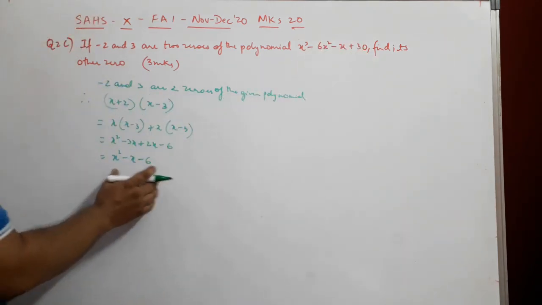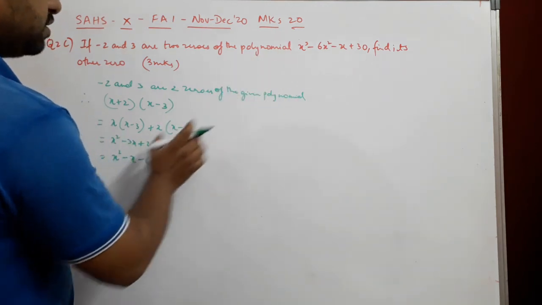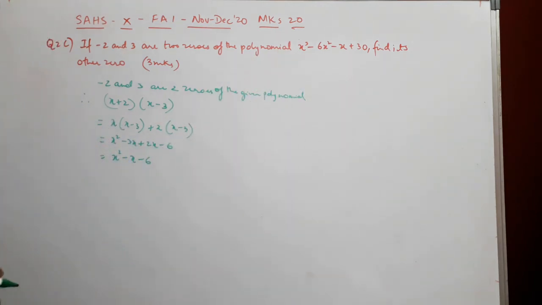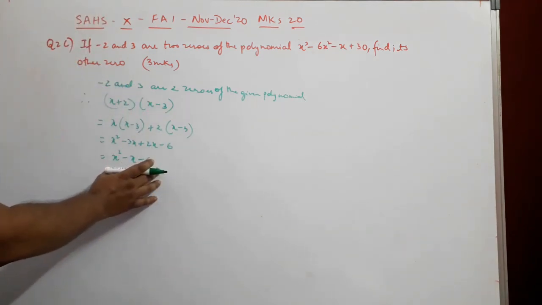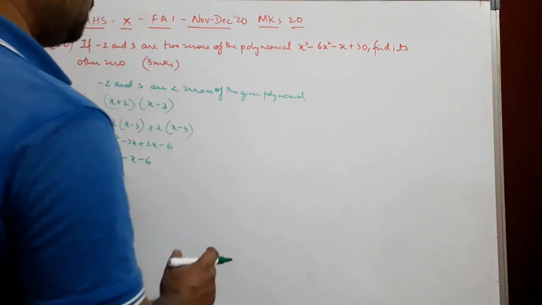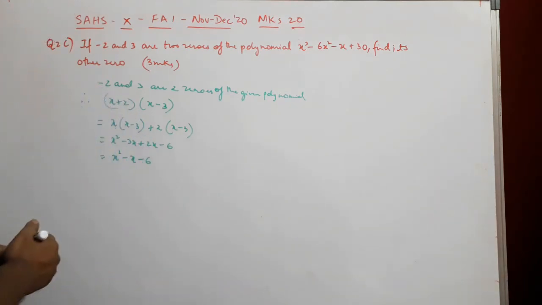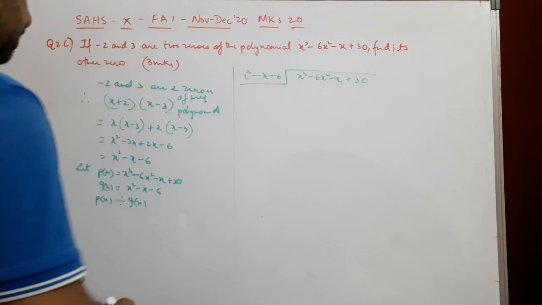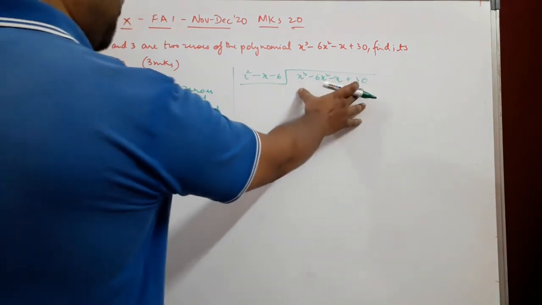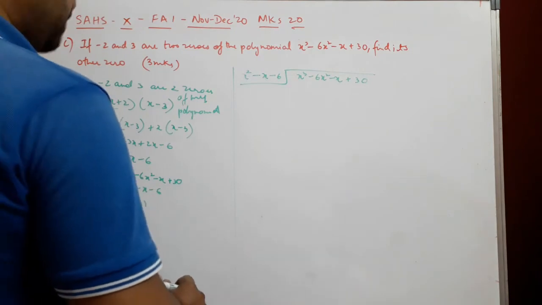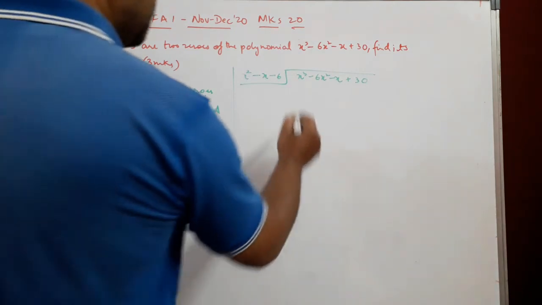When we divide this equation with this particular quadratic polynomial, we should be able to get the other zeros. So let us find the other zeros. x square minus x minus 6 is our g of x, and p of x is x cube minus 6x square minus x plus 30.